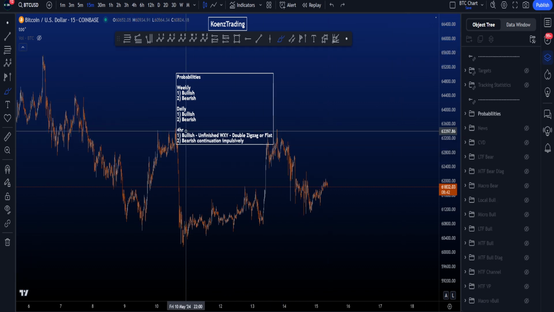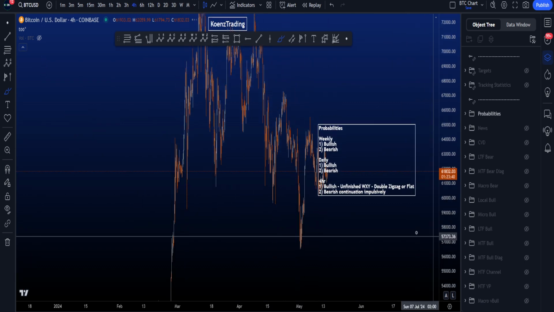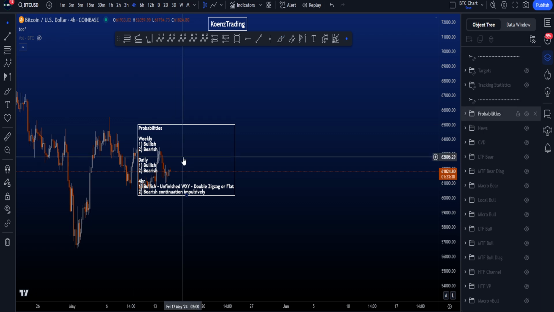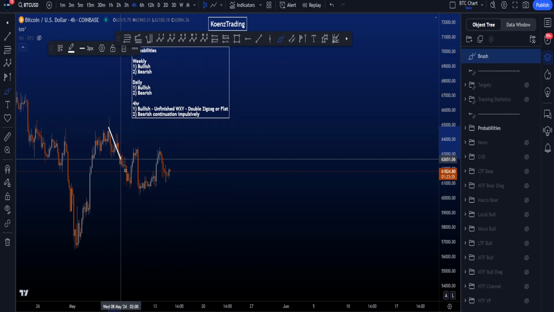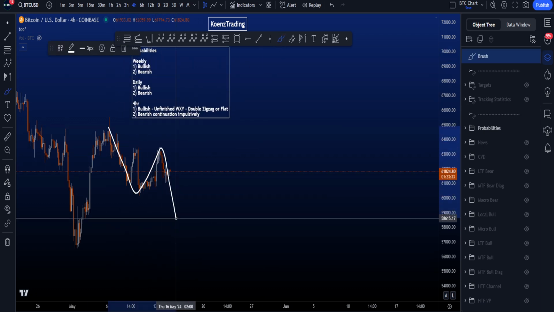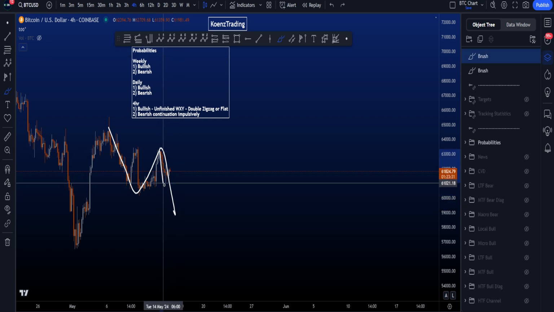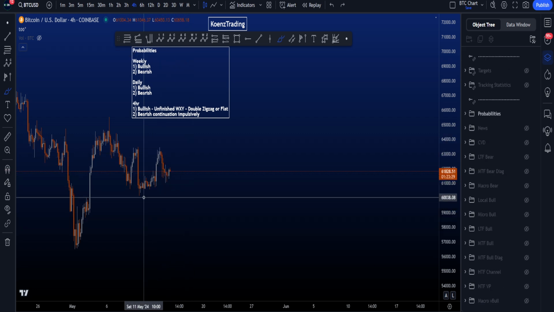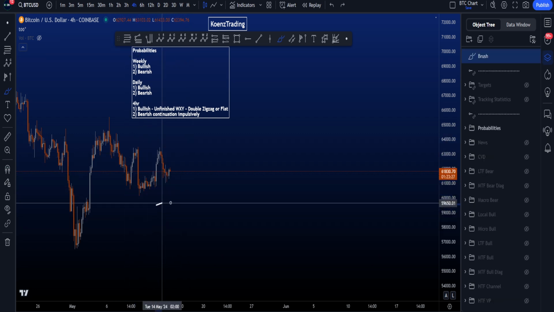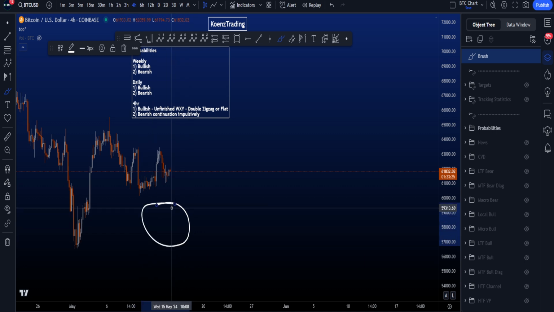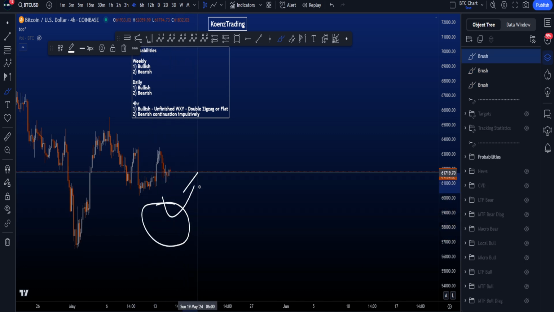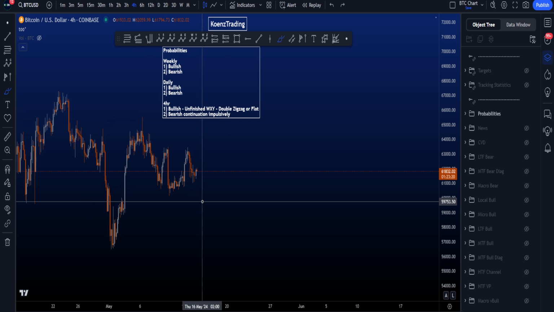Proof of resistance there. More locally on the 4-hour chart, however, the probabilities are higher for an unfinished WXY, WX, and then a Y to the downside, either a zigzag in wave Y or a flat in wave Y, but expecting this low to be taken, aiming for the support, looking for proof of support as well. And let's see if price can find its way back towards the upside.